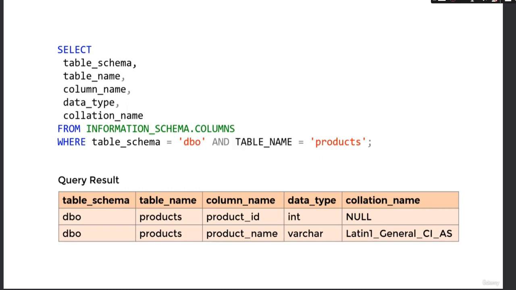Alright, with that aside, what this query is giving us is two rows, which each give details on the two columns in the products table. In the first row we have product ID, which has a data type of int and a collation of null. On the next row we have the product name column, which has the type varchar and a collation of Latin1 General CI AS.